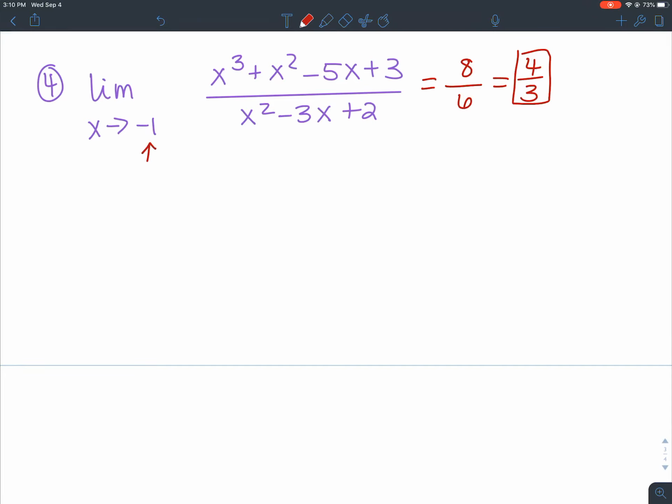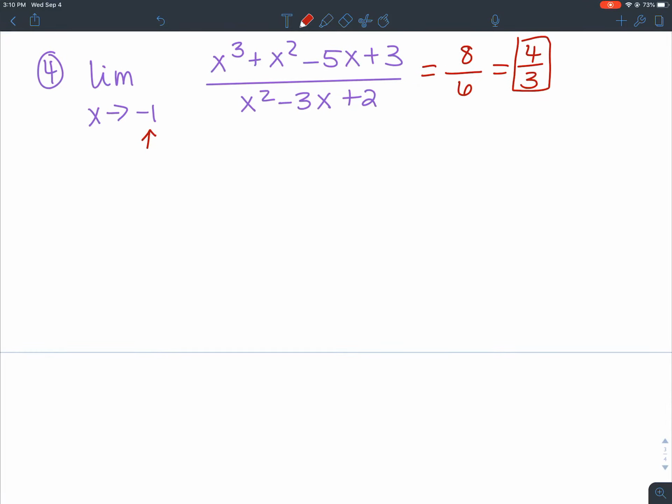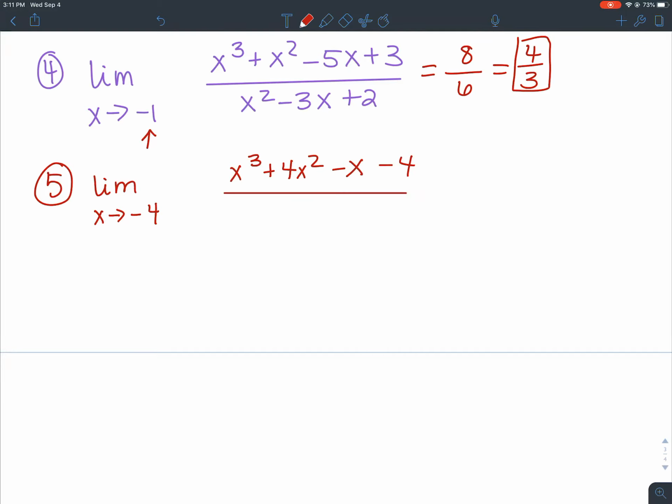Don't forget to check C. You might have been doing that problem for hours. All right, last one. The limit as x approaches -4, and I have x cubed plus 4x squared minus x minus 4 all over x squared plus 5x plus 4. All right, check C. Plug it in, plug it in, plug it in. Pause my video. Do it.